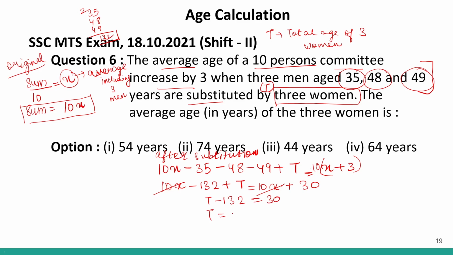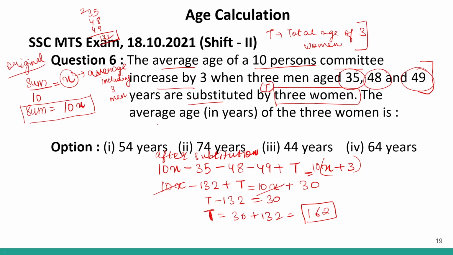So T will be how much? 30 plus 132. That means it will be 162. So 162 is the total age of the women. Total age of 3 women is 162.